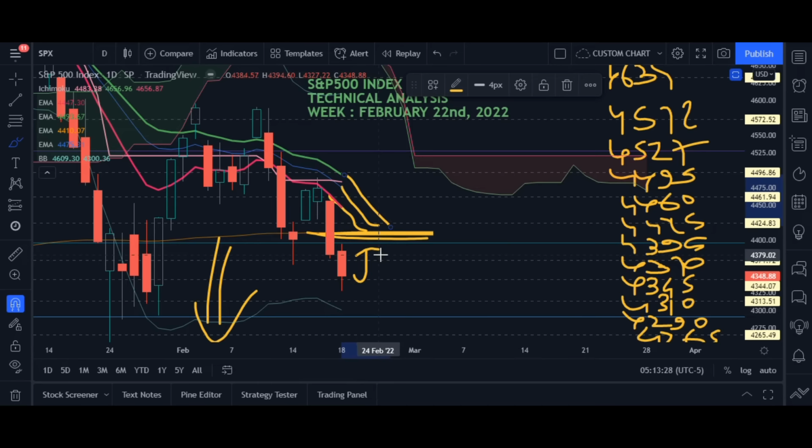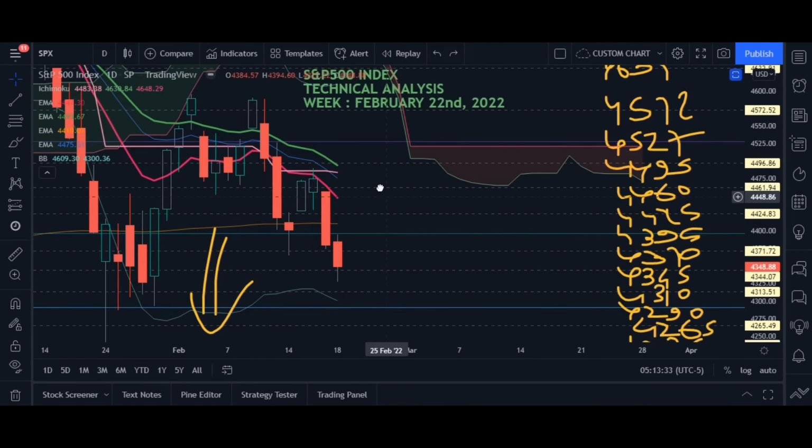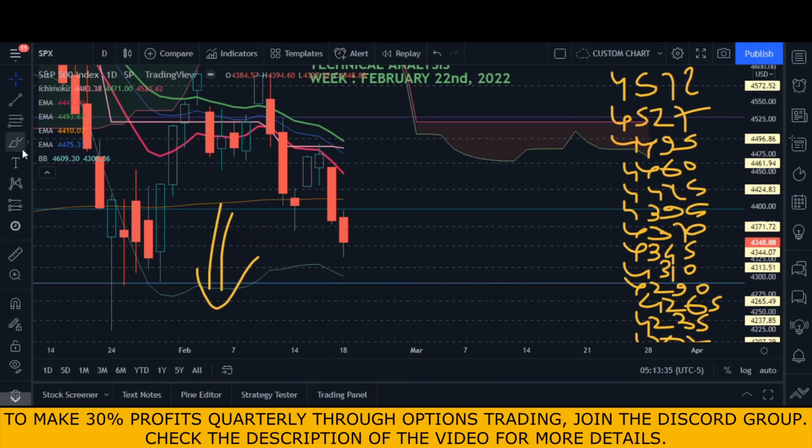Let me tell you what is most likely to happen here. On Tuesday, the 22nd of February, the market is expected to come down. First, it will come down and find support here at 4290. I have told you about this 4290 a lot of times, and if you also see it in the previous month, 4290 is a very strong support. So on Tuesday, the 22nd of February, the market is expected to come down.